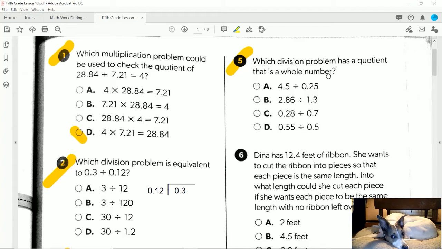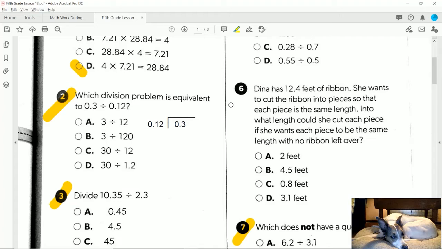Number 5, which division problem has a quotient that is a whole number? So looking at these, if I were to go ahead and look at this one, 4.5 divided by 0.25. I'm going to move the decimal point over 2 times and then move the decimal point over 2 times. I would end up with 450 divided by 25. I can count by 25s to get to 450, so it would be letter A.